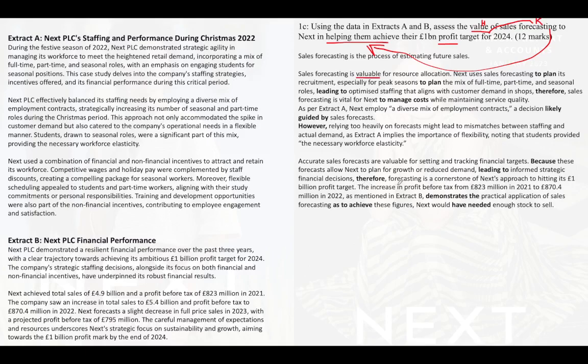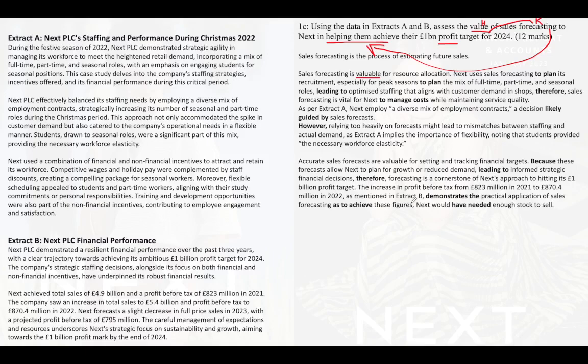The increase in profit before tax from 823 2021 to 70.4 in 2003, as mentioned in Extract B, demonstrates the practical application of sales forecasting to achieve these figures. It was sort of left hanging there, but why? Yeah, when I first wrote this, it actually ended there. I thought, well, that doesn't quite link into forecasting enough. It just says that it does, but I've not explained it.